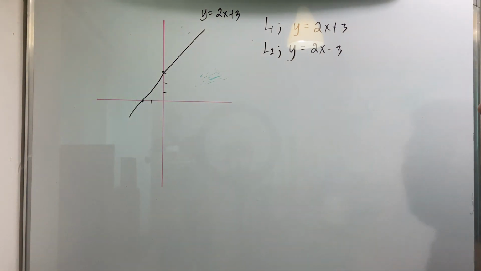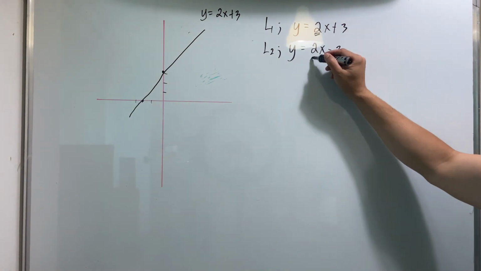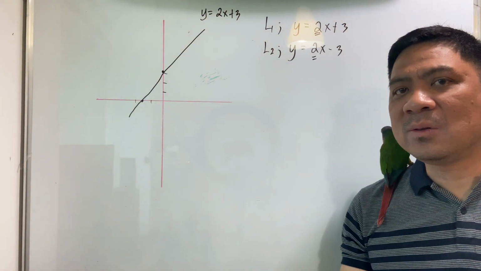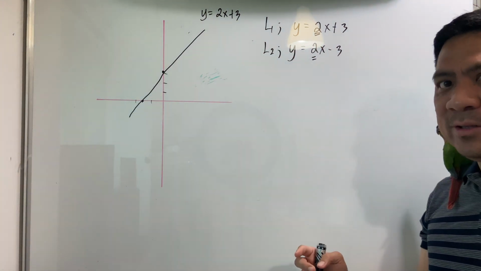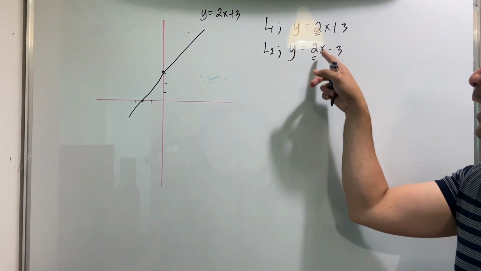Now the other line should be parallel to the first line since they have the same slope. The condition for us to get the distance between the two lines is that the two lines must be parallel.